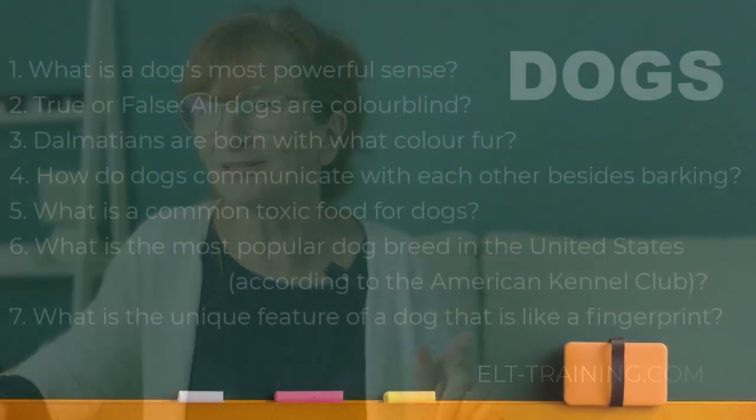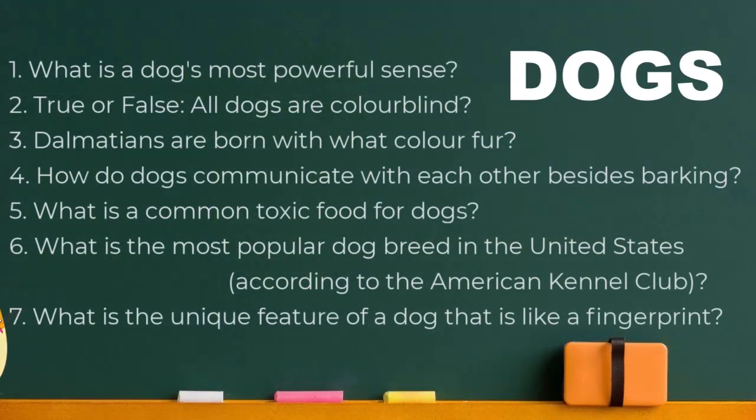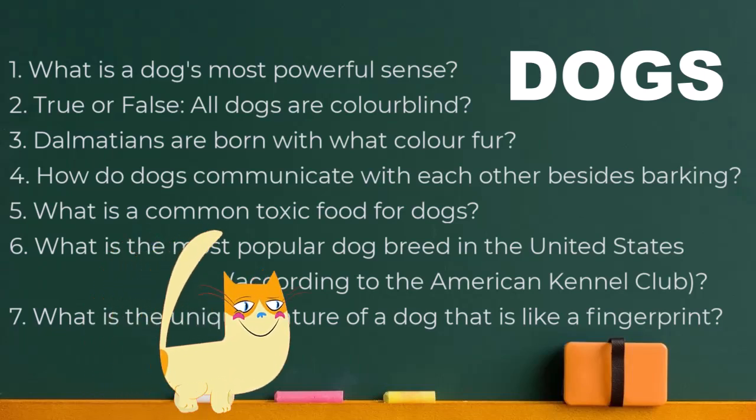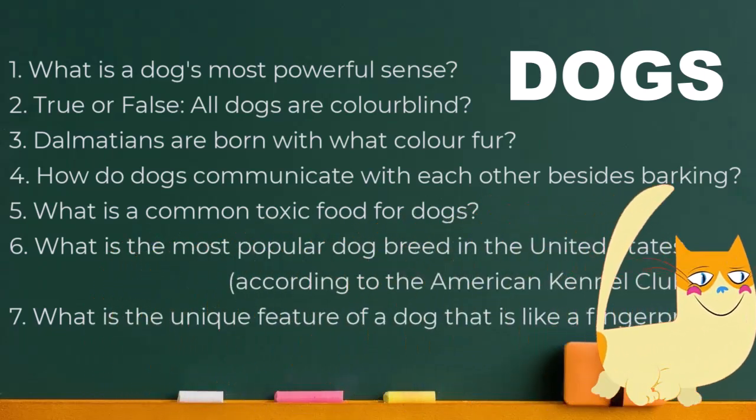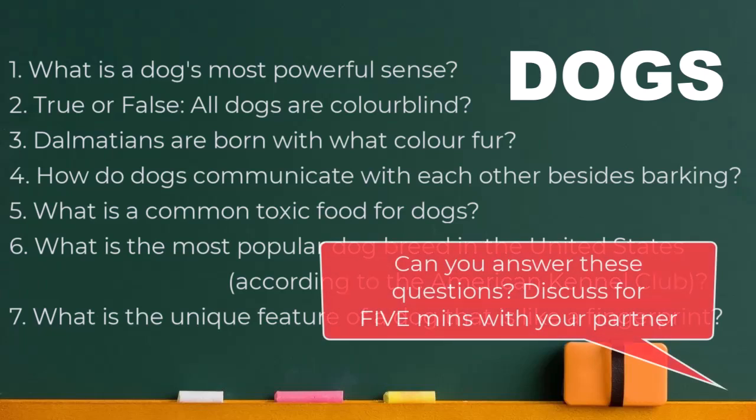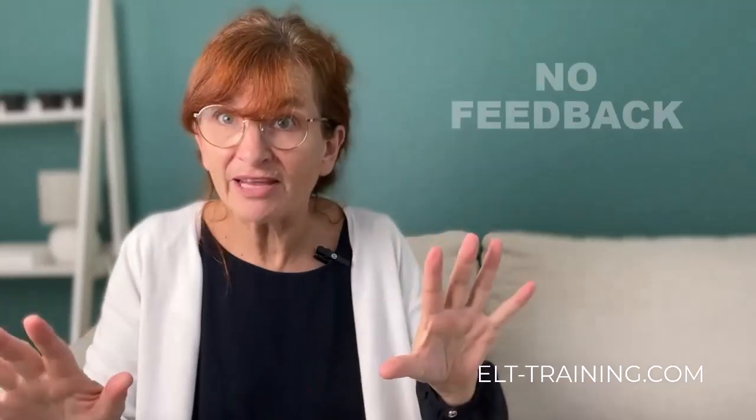Start with a list of general knowledge questions. Stop me for a minute and read them. Imagine you're giving these to your learners. You put them up on the board and you give them 5 minutes to look at them and to talk about their answers with their partners. Right, now you take them down. You get on with something else, something completely different. No feedback yet.